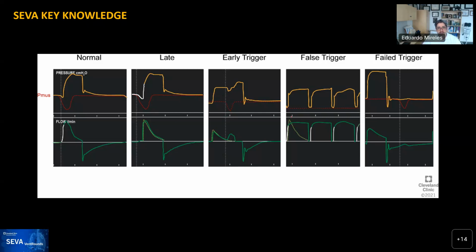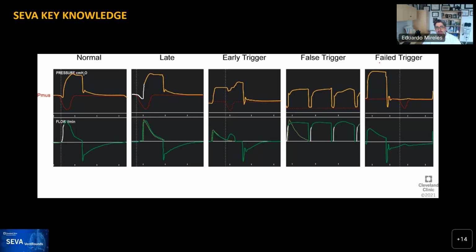And then false trigger, you can see that there's no evidence of PMOS. So essentially the patient is not doing any effort, but the ventilator is identifying that there is triggering by the patient, and it's not the patient. In this case, it's a large leak, and that's why the flow is so high in this pressure control.